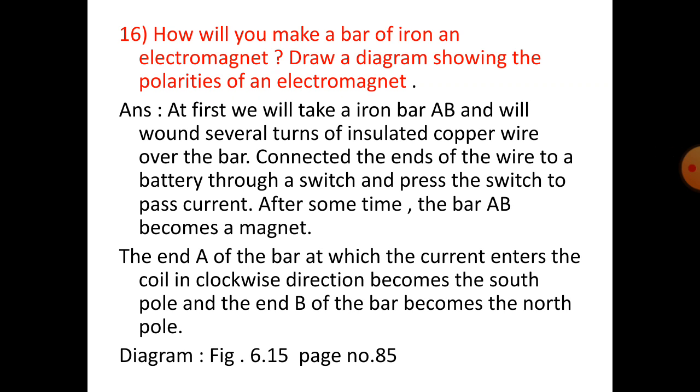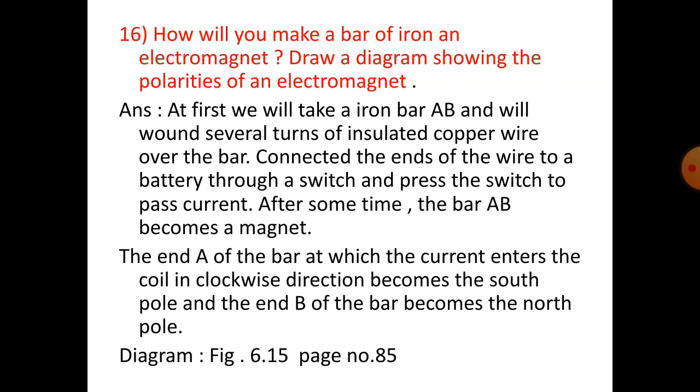Draw a diagram showing the polarities of an electromagnet. At first we will take an iron bar AB and wind several turns of insulated copper wire over the bar. Connect the ends of the wire to a battery through a switch and press the switch to pass current. After some time, the bar AB becomes a magnet.